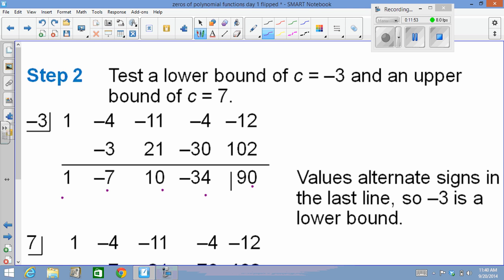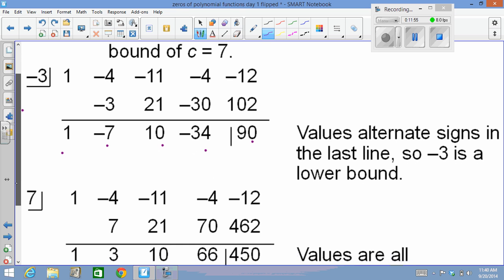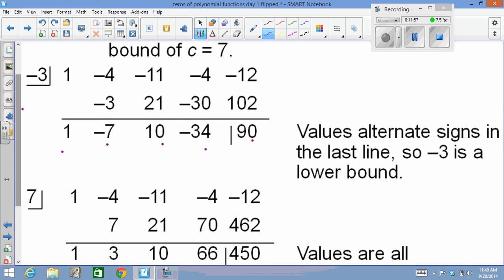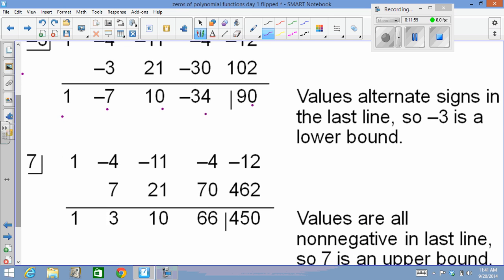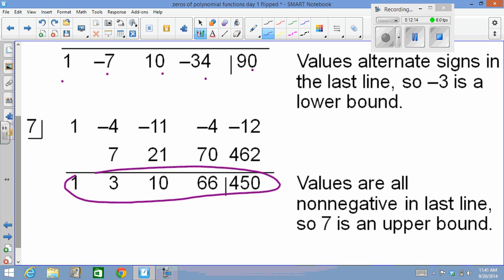So then I would think about my upper bound. Well, my upper bound, let's say 7. So if I try 7 and I substitute it in, notice that all of the signs down at the bottom here are all positive. So that means none of the numbers that are bigger than 7 are going to actually work. So there's no reason for me to test positive 12. So now I can eliminate some of those answers to find out what the actual zeros are.